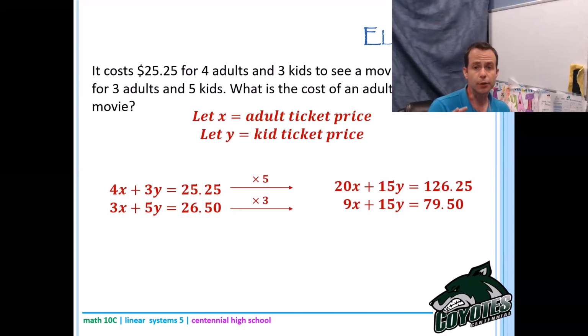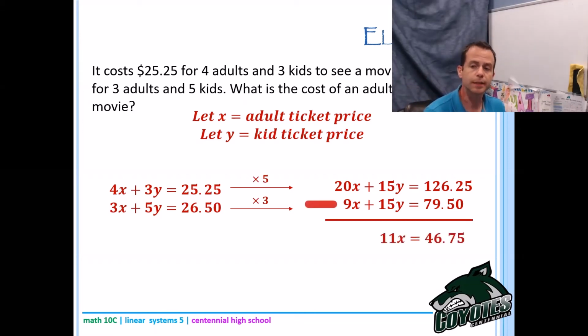The 15s are both the same sign, so I want to subtract them, so I get 0y. That's what eliminates y for me. So if I do that to all of them, 20 minus 9 is 11x, and 126.25 minus 79.50 will give me 46.75. Divide both sides by 11, and I get x equals 4.25.